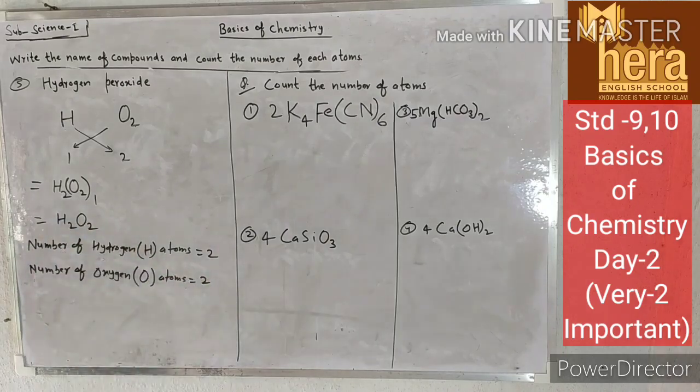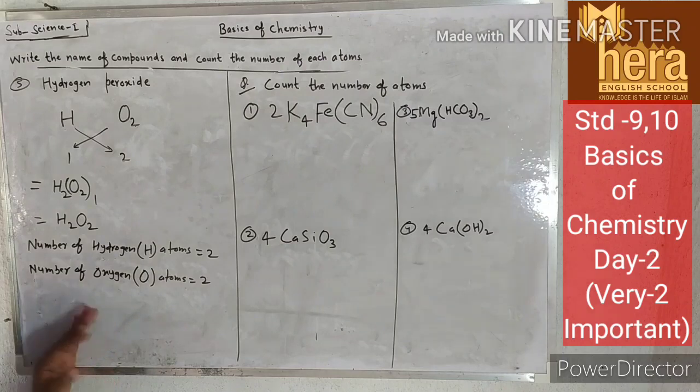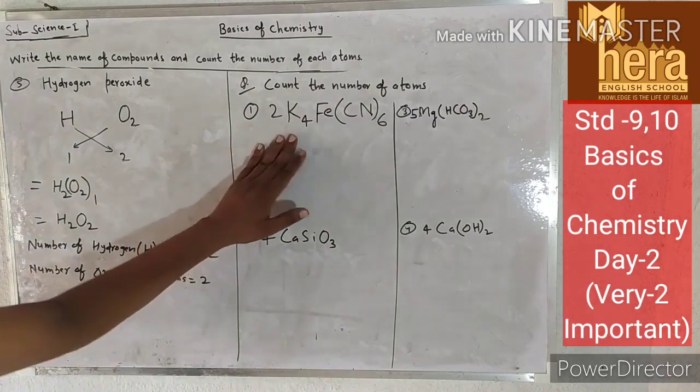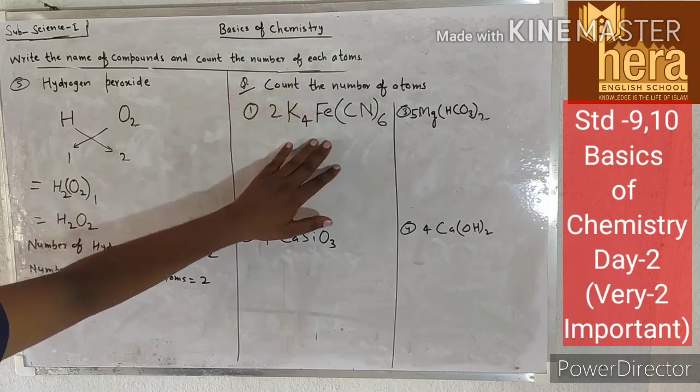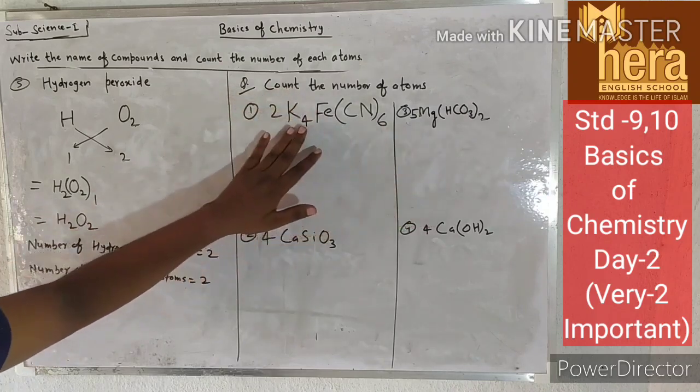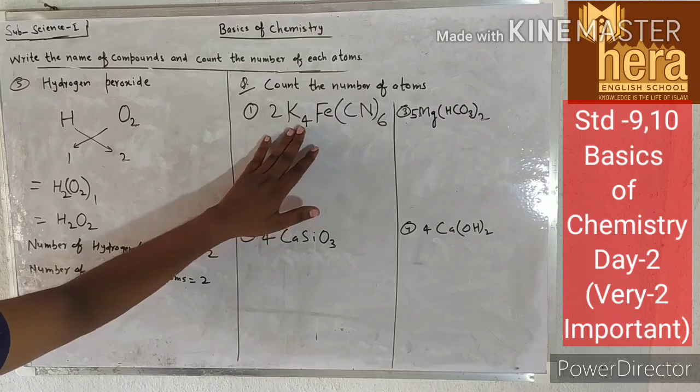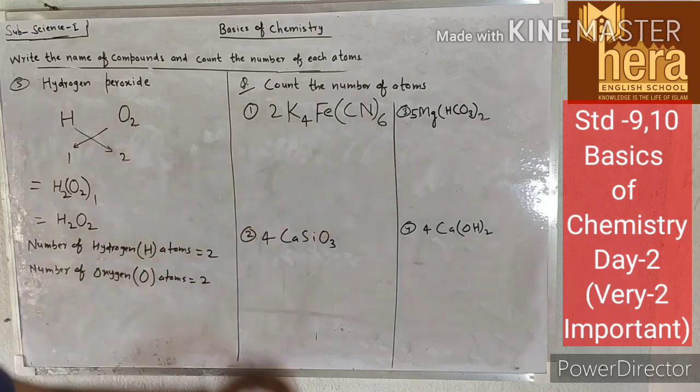So understood? I will give the homework at last. Now I am taking some different example. You have to count the number of atoms in each compound. Okay?